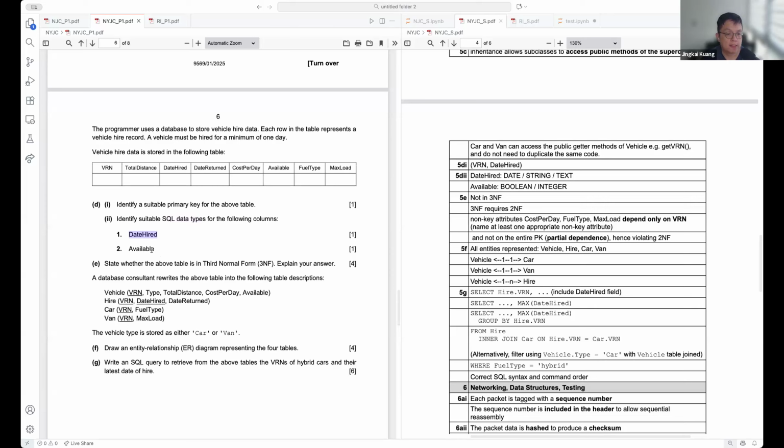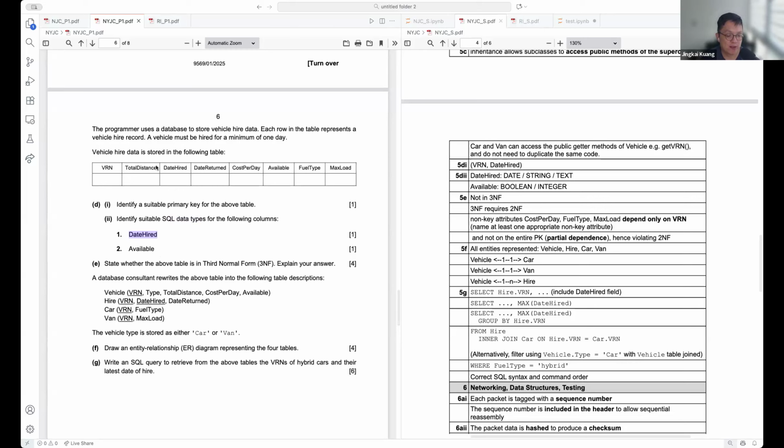All right. State whether the above table is in 3NF. Explain your answer. For this one, if you don't understand 3NF, you start by checking from 1NF. Then if you don't know 3NF, you hope that this table is not 1NF compliant, or not 2NF compliant.